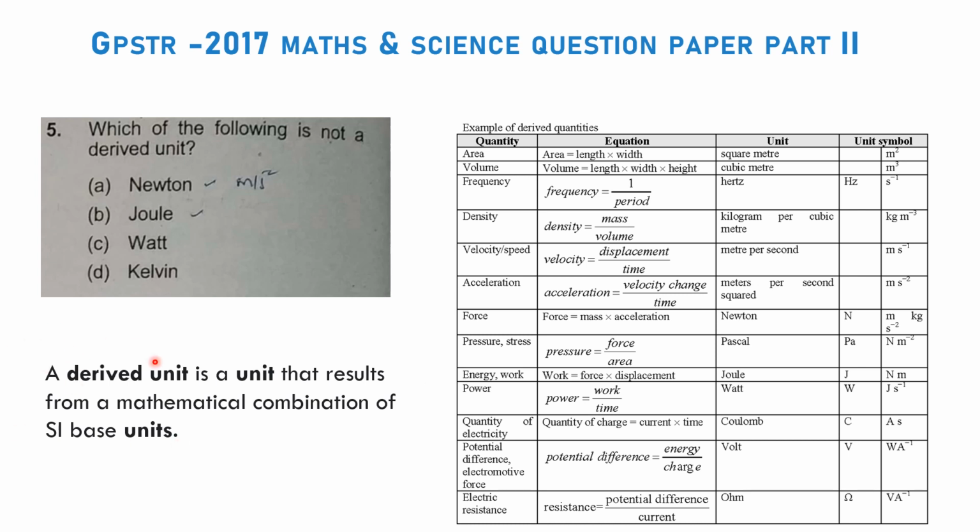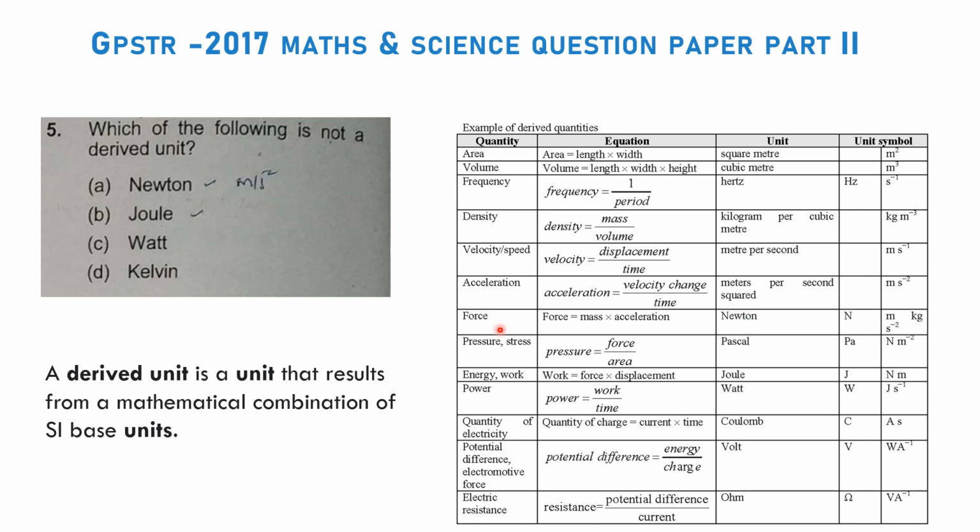How will you get a derived unit? First we have to know the mathematical formula for a particular quantity. Then we have to come to know the base units. Then by a combination of 2 or 3 base units we will get a derived unit. Let us discuss in detail.